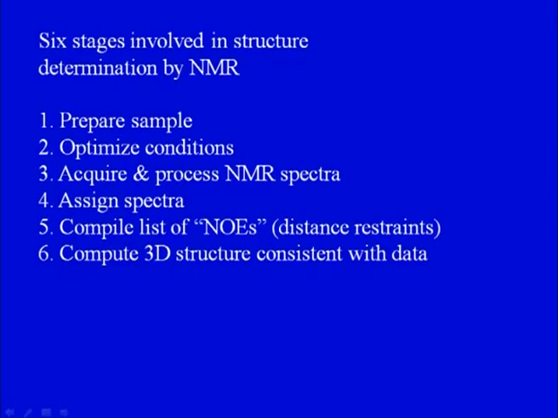The system of alkenes, aromatic compounds and carbonyls strongly de-shields attached protons and moves them to higher ppm values. If we look at the NMR experiment, there are mainly 6 stages involved in structure determination by NMR. One is to prepare the sample for NMR.